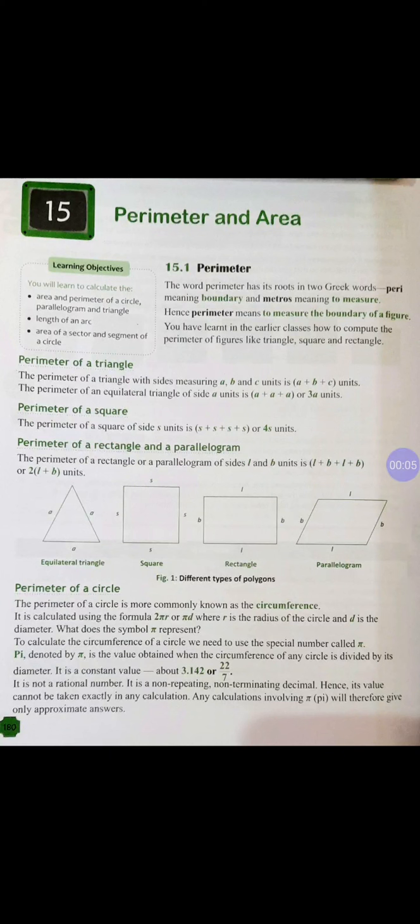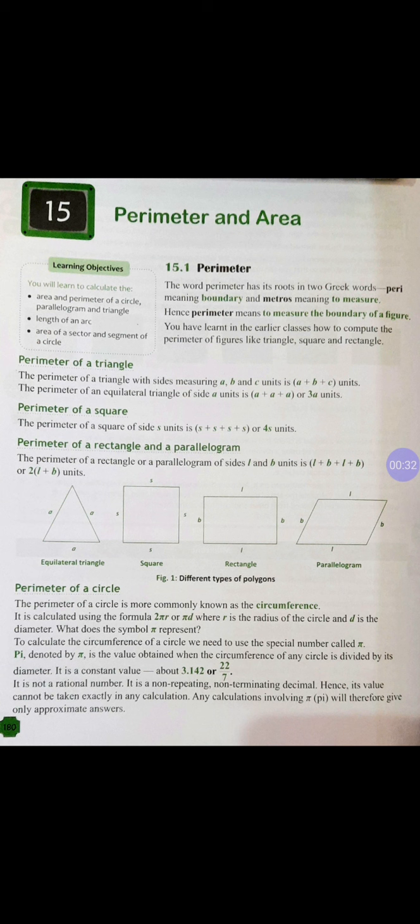Now, today we are going to study the next chapter, perimeter and area. So, let's study the first topic, perimeter. In perimeter we have two words, peri and meter. Peri means boundary and meter means measurement. So, what does perimeter mean? Perimeter means to measure the boundary of a figure. This definition is written on the third line from the top.